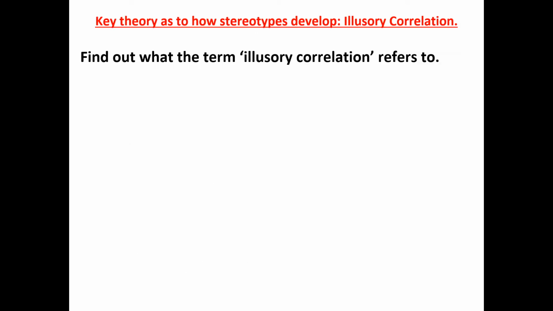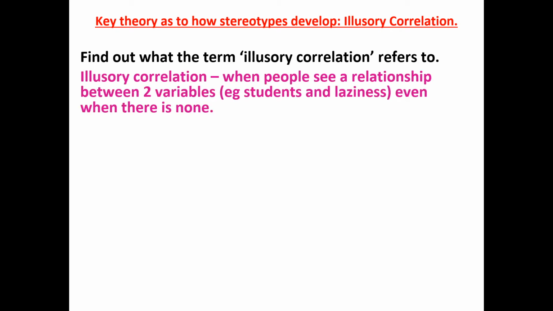Right, our first key theory. This is the key theory as to how stereotypes develop, and the theory is illusory correlation. So pause the video here and find out what the term illusory correlation refers to. So this is what it is. It's when people see a relationship between two variables. So they might go, oh, students, they're lazy. That's the correlation, yeah? There's a link there. There's a relationship. Students tend to be lazy.